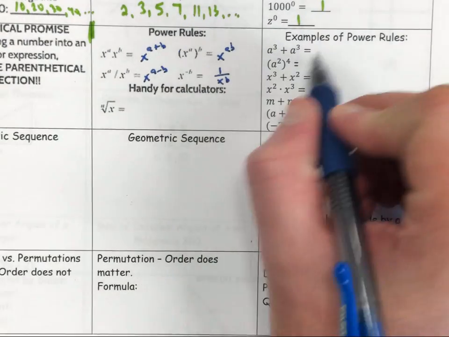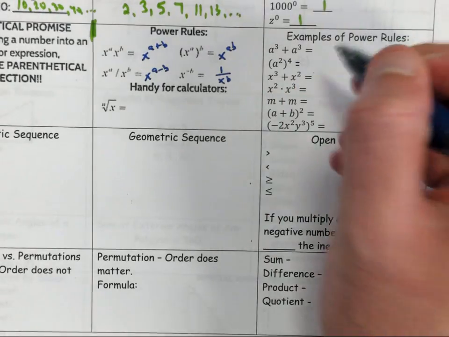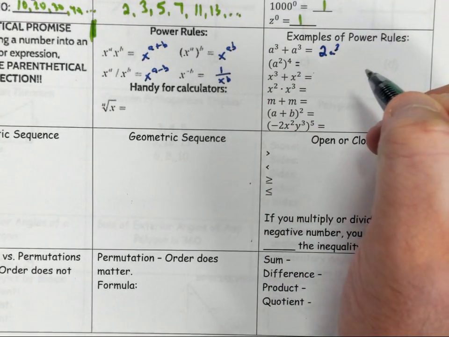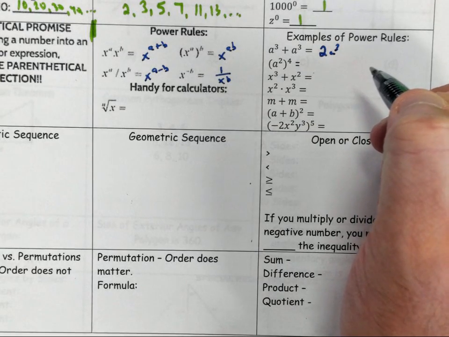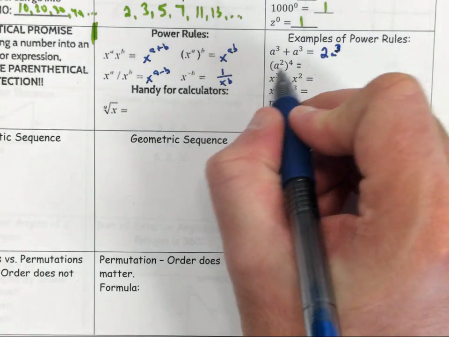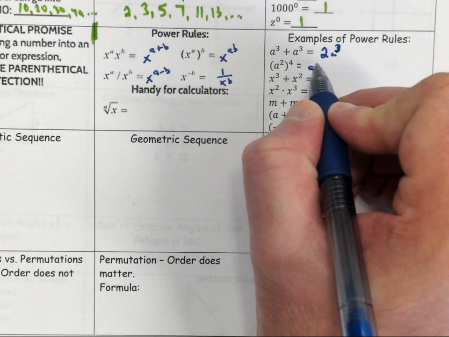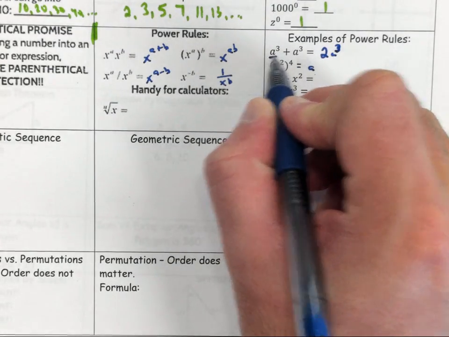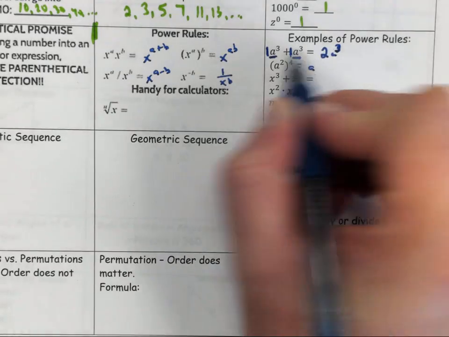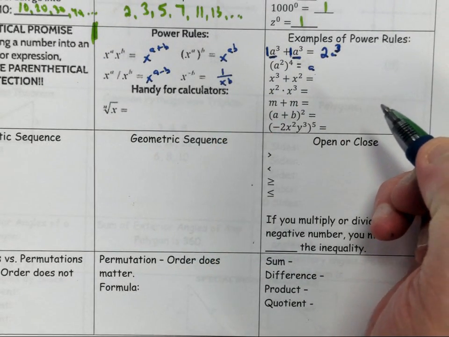Alright, so let's look at these examples. If I'm adding these, what would be my result? 2a cubed. It wouldn't be a to the 6, would it? 2a cubed. Now, what would be my result here? These are like terms, aren't they? And what's understood in front of them? A 1. So 1a cubed plus 1a cubed would equal 2a cubed.